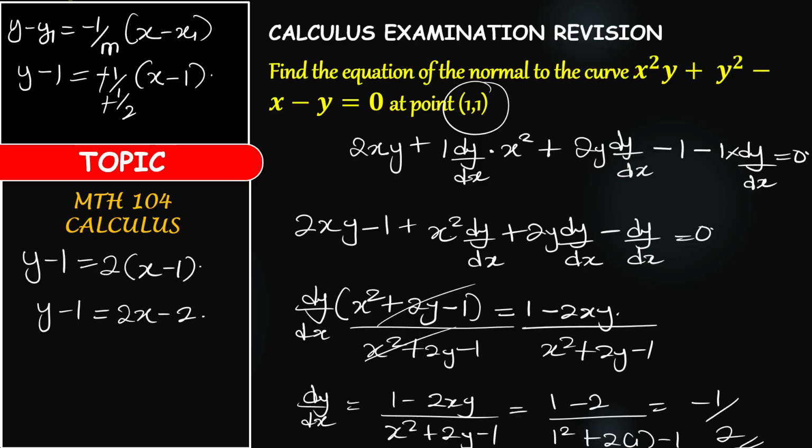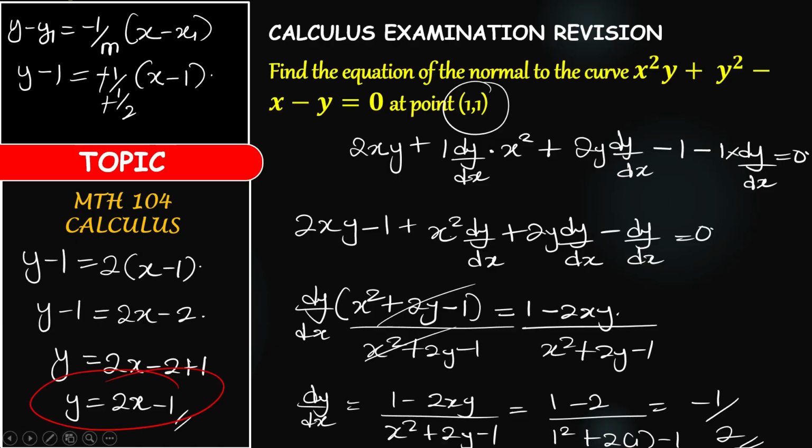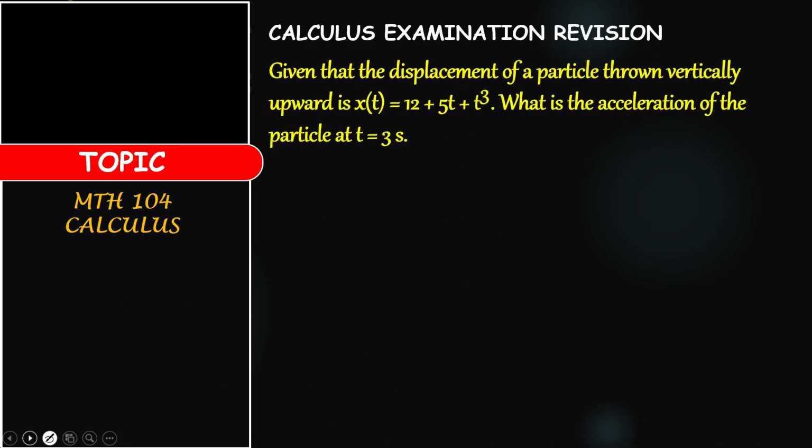Alright. Now when this one crosses to this side, y will be equal to 2x minus 2 plus 1. Y will be what? 2x minus 2 plus 1 is minus 1. So the correct answer is option C, which is y is equal to 2x minus 1. And that is the answer to that question.